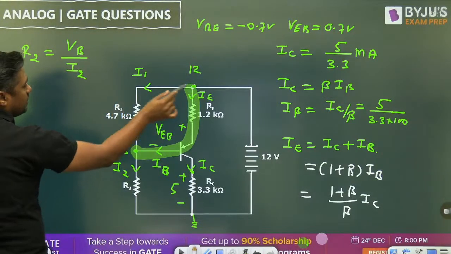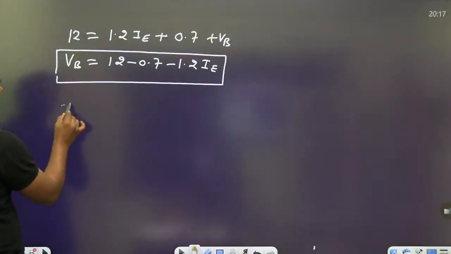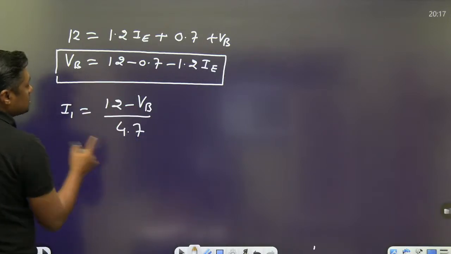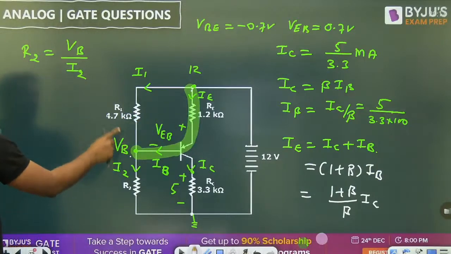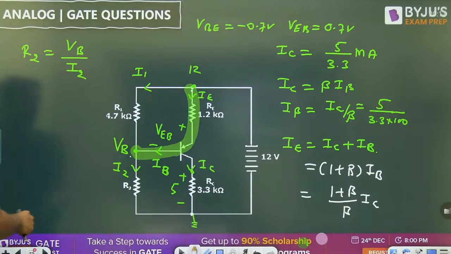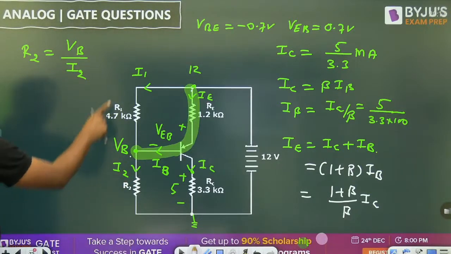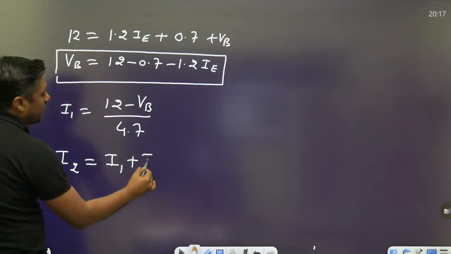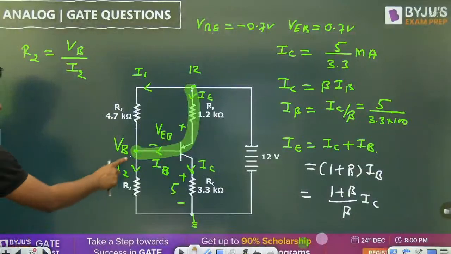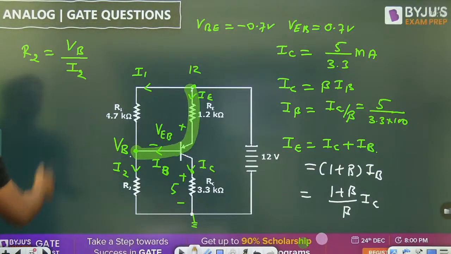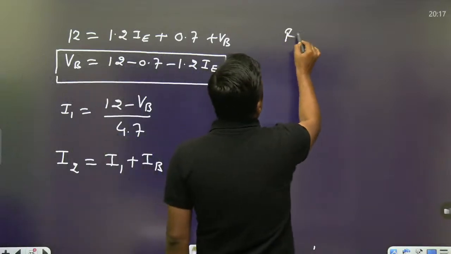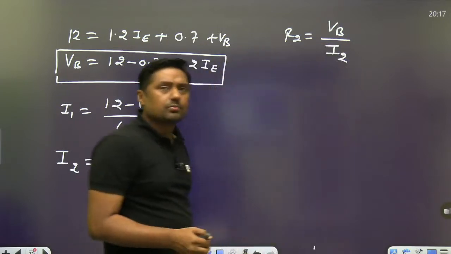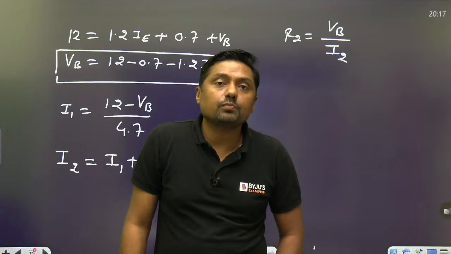You can find the I1: 12 minus VB upon 4.7. This will give you the I1. Once you get the VB and I1, then IB plus I1 will give you I2. Now you have I1, you have IB, you will get the I2. Then VB upon I2, find the value of I2. Finished. Around 17 point something you will get the answer for this question.